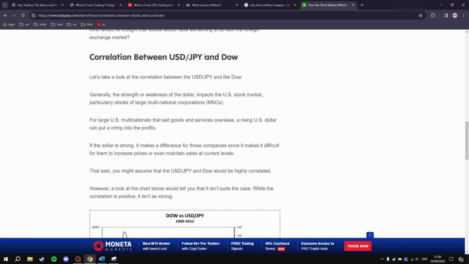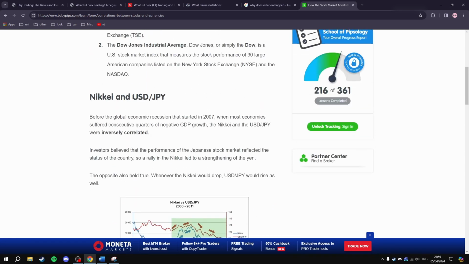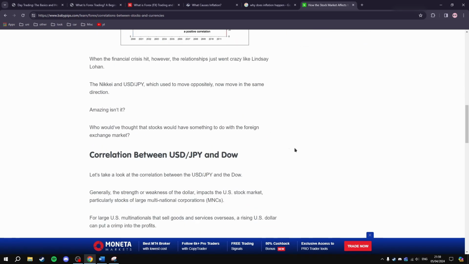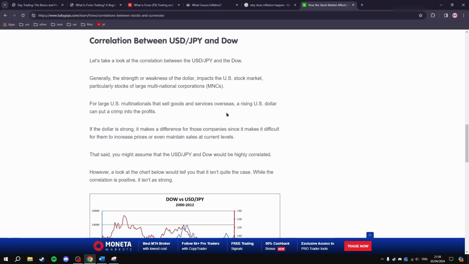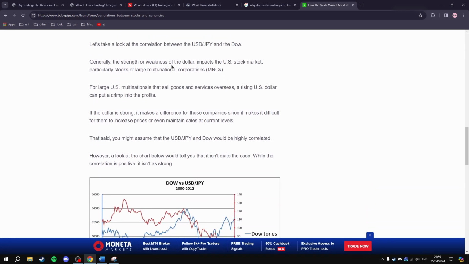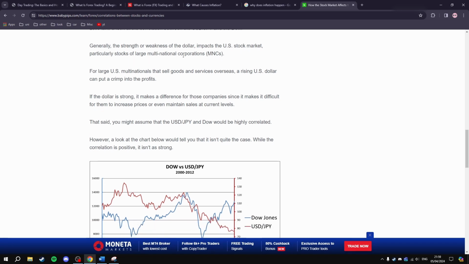Correlation between USD JPY and Dow. So the same USD JPY. Let's take a look at the correlation between the USD JPY and the Dow. Generally, the strength or weakness of the dollar impacts the US stock market, particularly stocks of large multinational corporations.